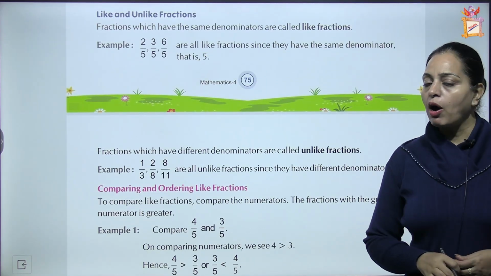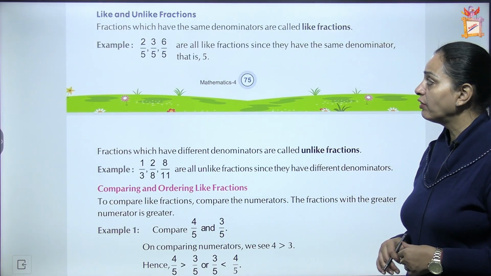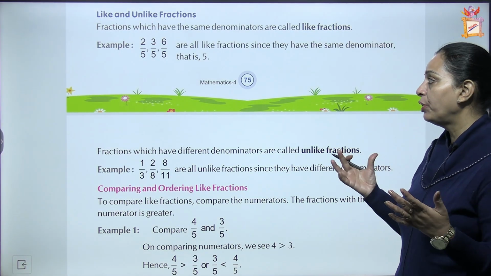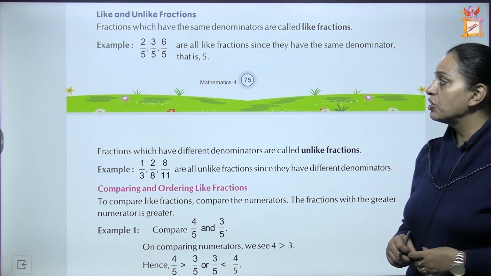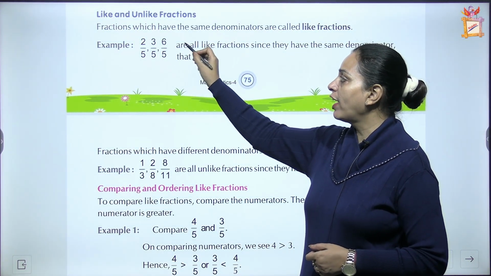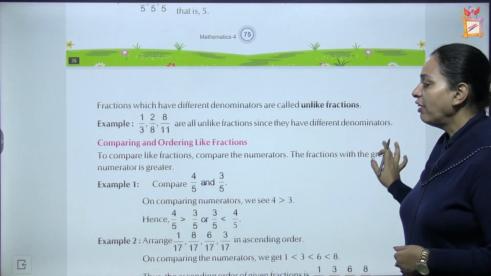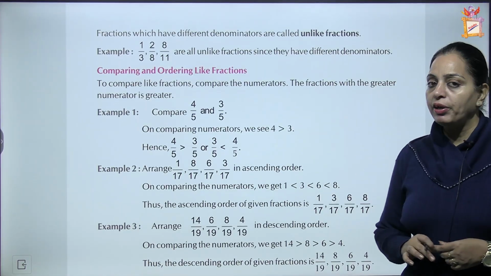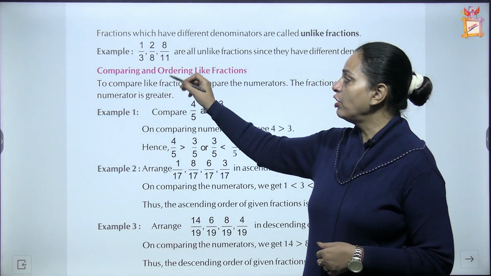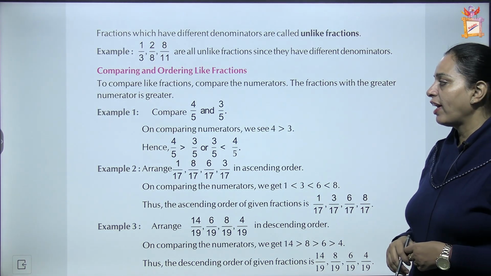Now we are talking about like and unlike fractions. Fractions which have the same denominators are called like fractions. When the denominator is the same, they become like fractions, like 2 by 5, 3 by 5, 6 by 5. These all are like fractions. And fractions which have different denominators are called unlike fractions, like 1 by 3, 2 by 8, 8 by 11. These all are unlike fractions.